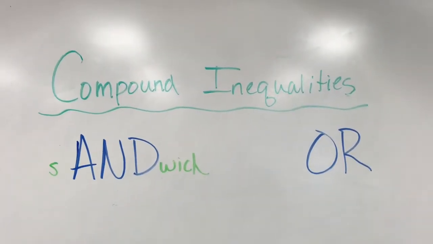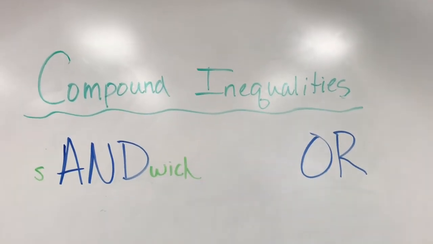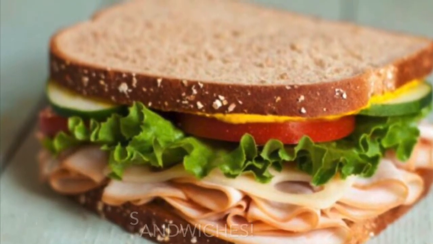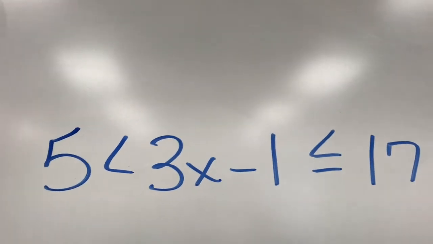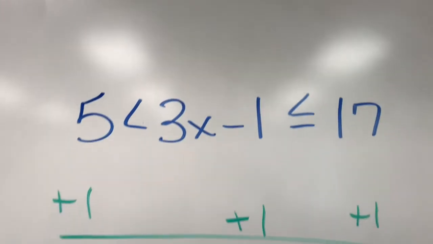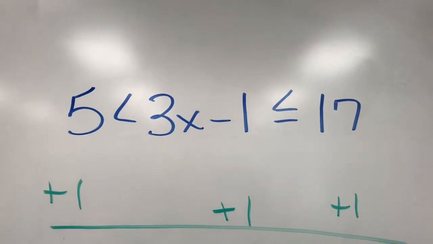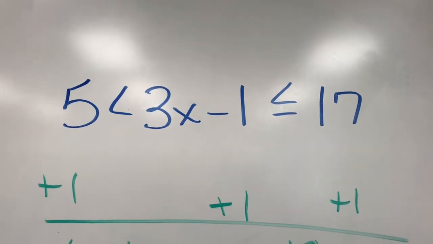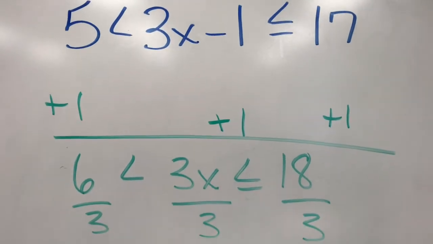Next we have compound inequalities, which are the and or sandwich problems and the or problems. Here's an example of a sandwich problem. Can you solve it? All right, let's see. So we have to do the same thing to each part of this inequality. So we need to get x by itself in the middle. So we will add 1 to each piece. And now we're going to divide by 3 for each piece.